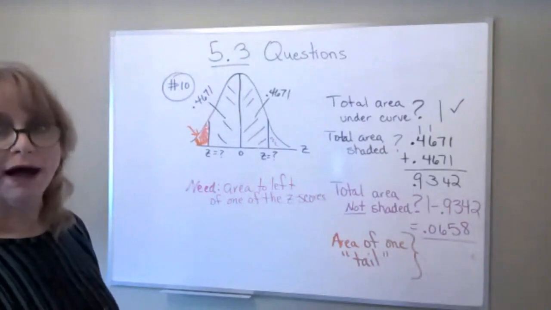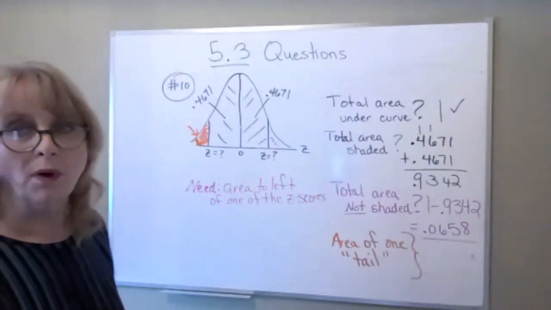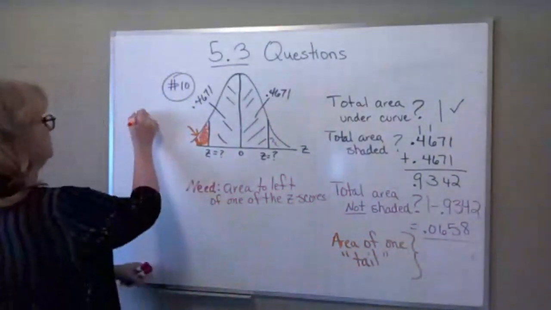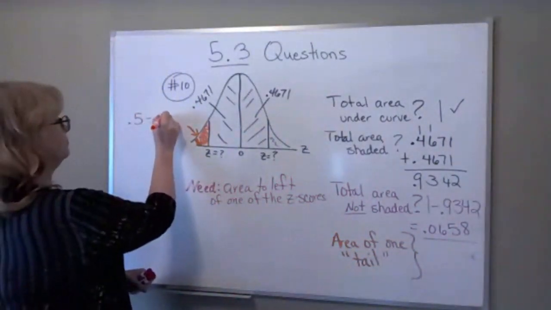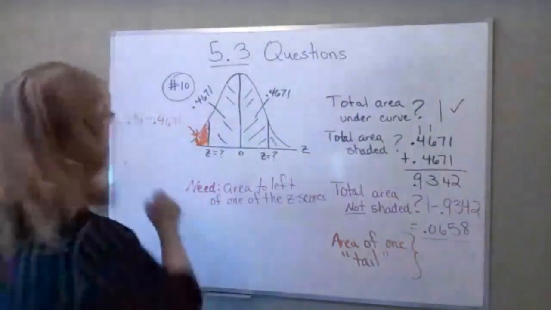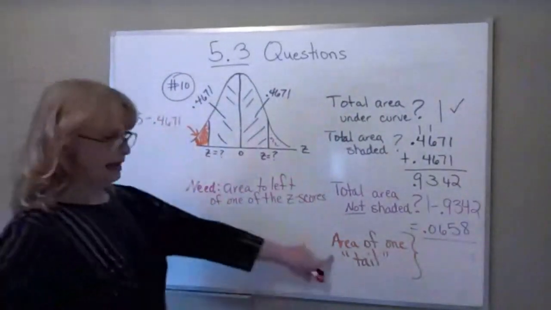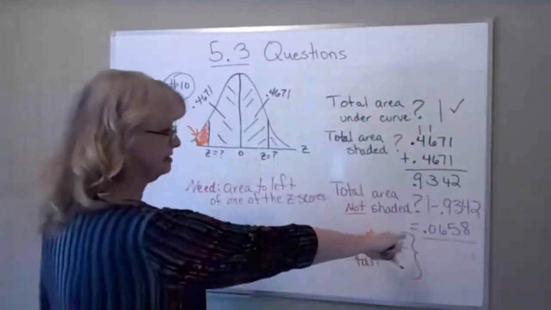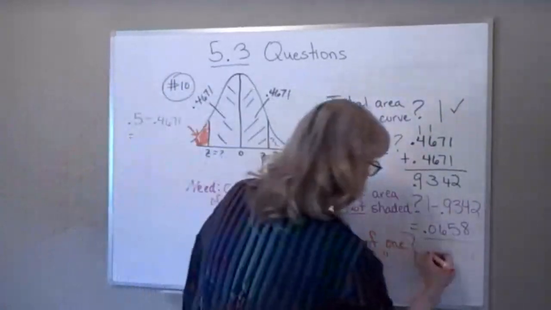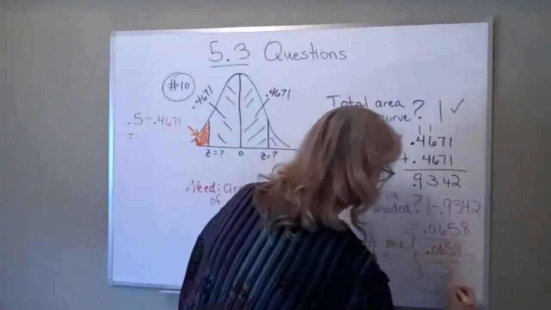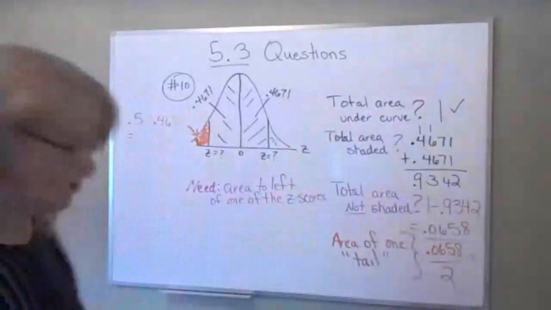It wouldn't be 1. It would be 0.5. That's one way you could do it, Christina. I could do 0.5 minus 0.4671. That's one way I could do it. Or I could come down here. I know the total area of both tails is 0.0658. What if I took that and I divided it in half? Now I should get the same answer for both of these.